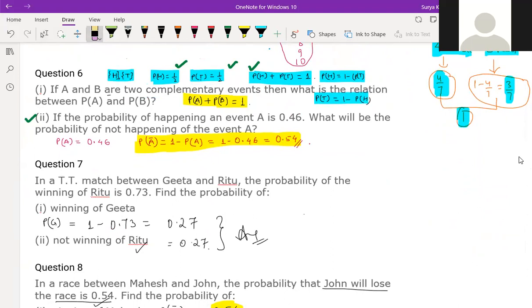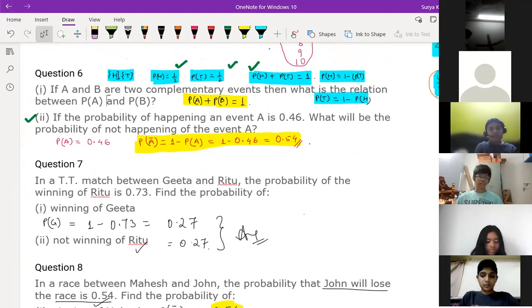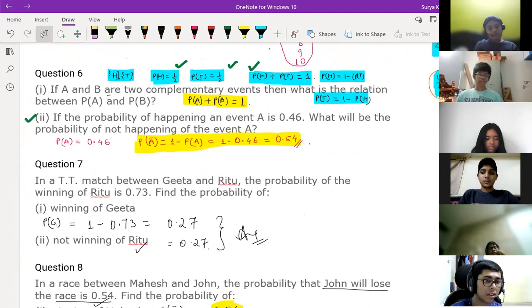Satvik, why your camera is off now? Satvik Nutakki. He went somewhere or what? What happened to him?